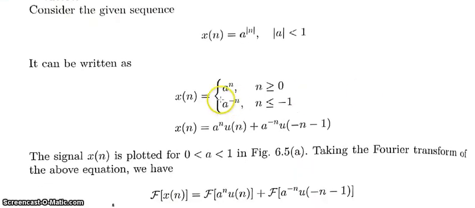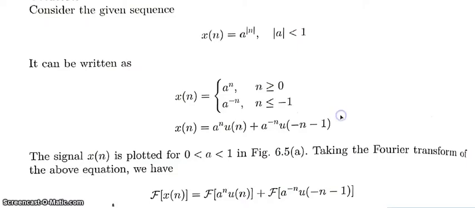Therefore x of n is a raised to n for n greater than or equal to 0, and it is a raised to minus n for n less than or equal to minus 1. Therefore we can write x of n as a raised to n u of n plus a raised to minus n u of minus n minus 1. In the previous problems we have already derived the DTFT of these two terms.